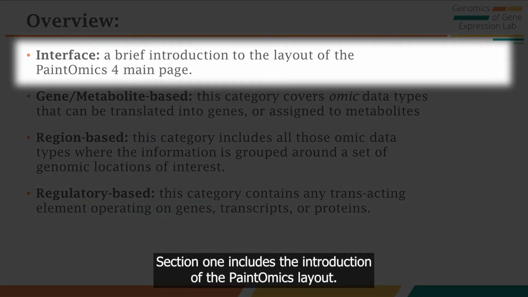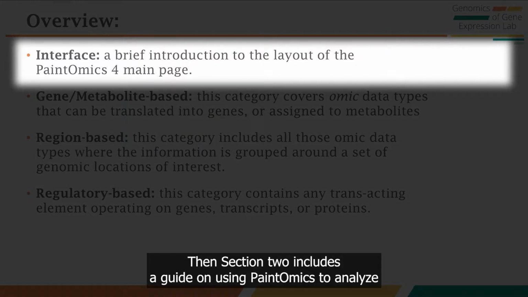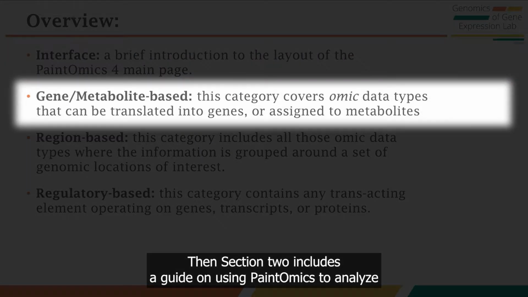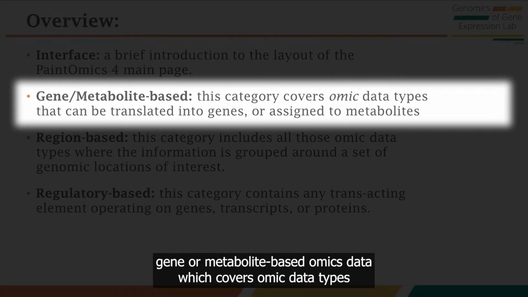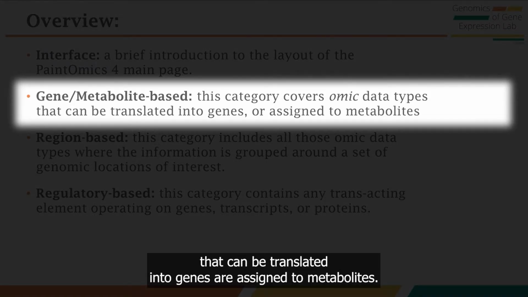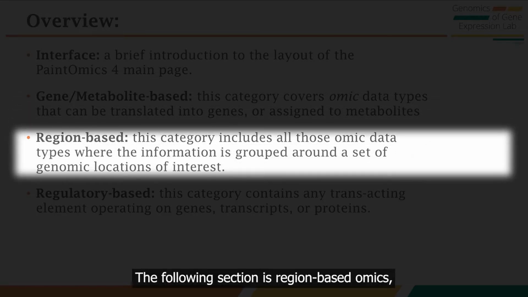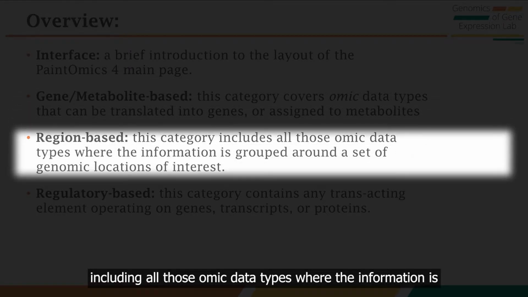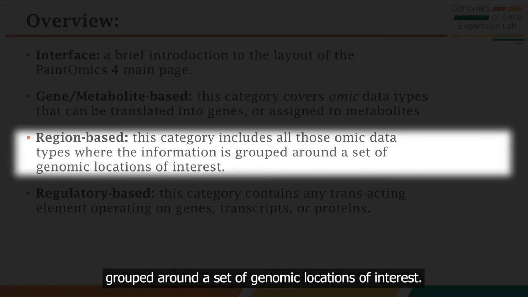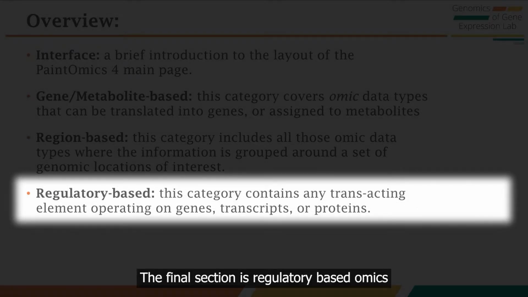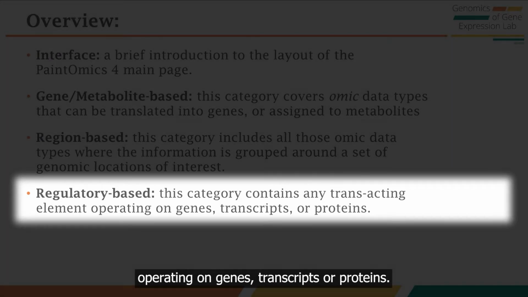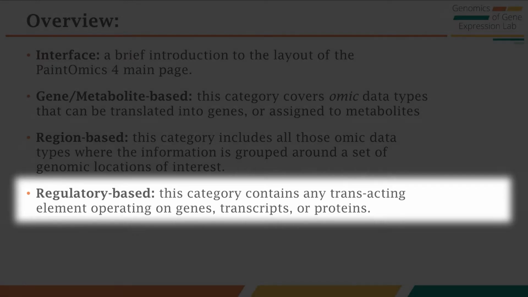Section 1 includes the introduction of the PaintOmics layout. Then, Section 2 includes a guide on using PaintOmics to analyze gene or metabolite-based omics data, which covers omic data types that can be translated into genes or assigned to metabolites. The following section is region-based omics, including all those omic data types where the information is grouped around a set of genomic locations of interest. The final section is regulatory-based omics containing any trans-acting element operating on genes, transcripts, or proteins.